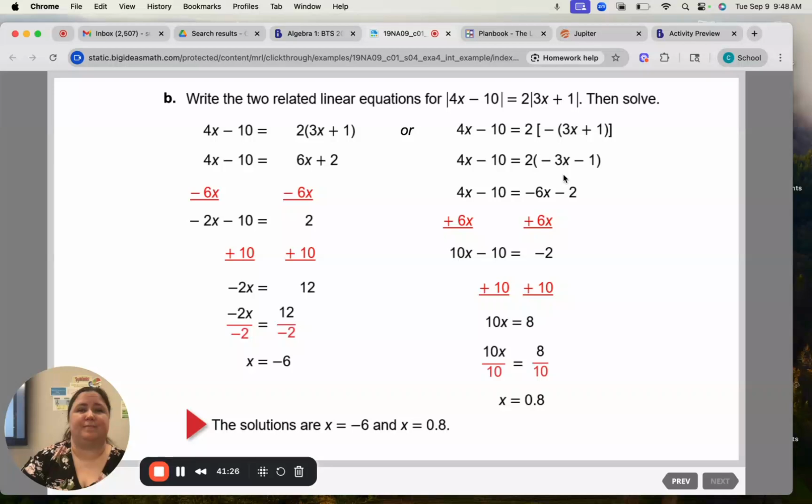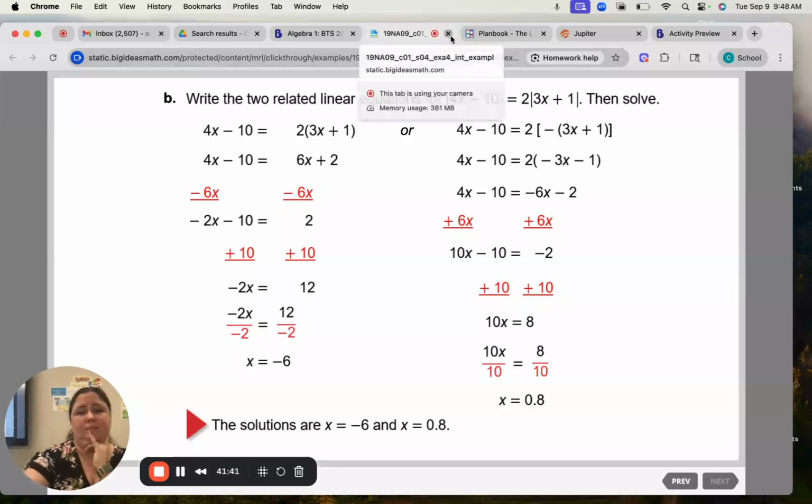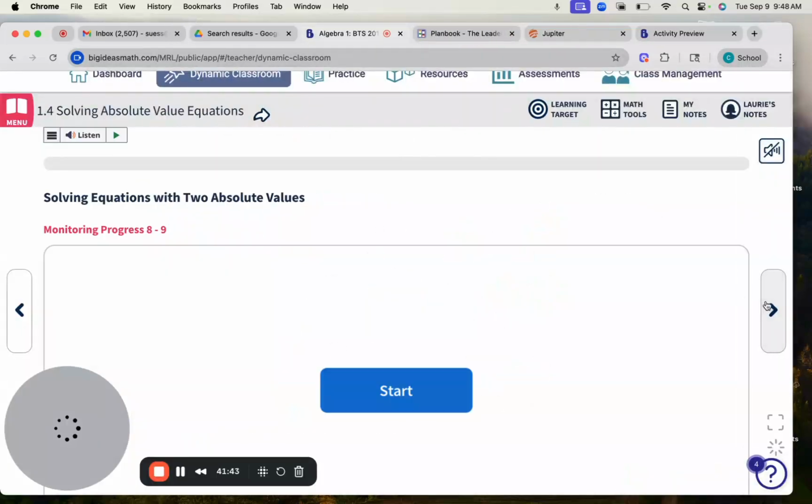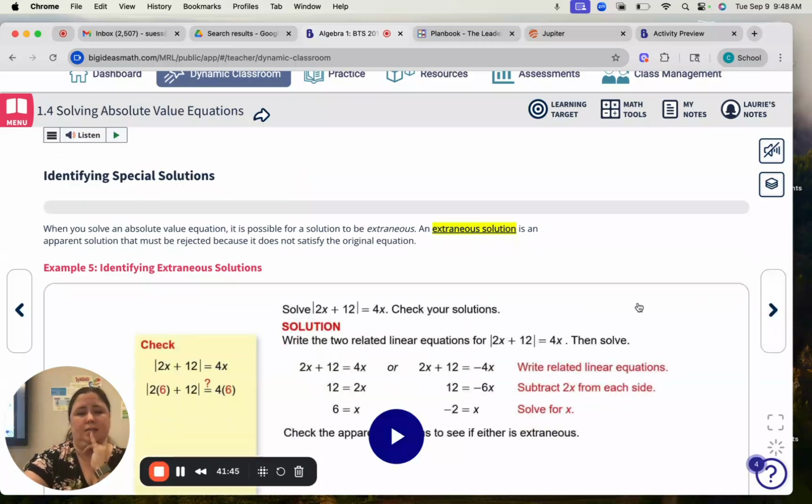Next example. All right. Now we're going to go ahead and do the last example. Oh, I think this is the last one. That's the last one. So let's go to this last example.